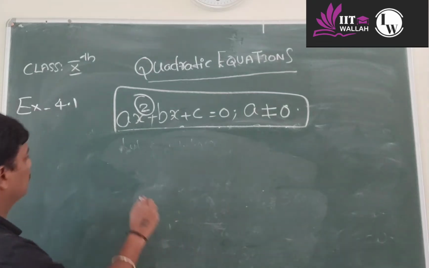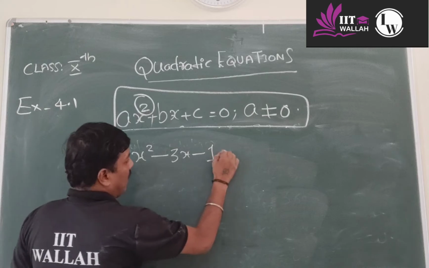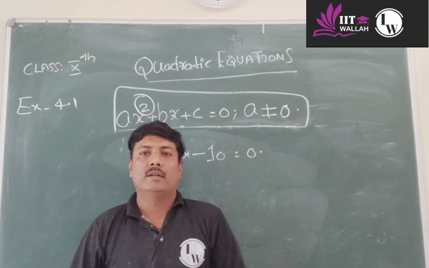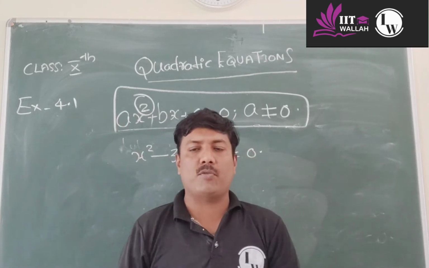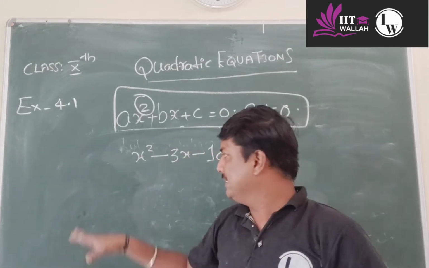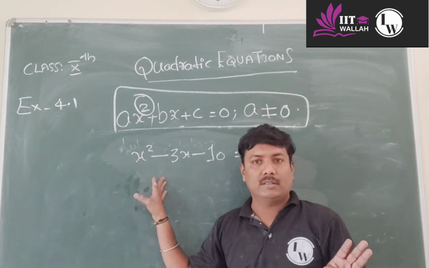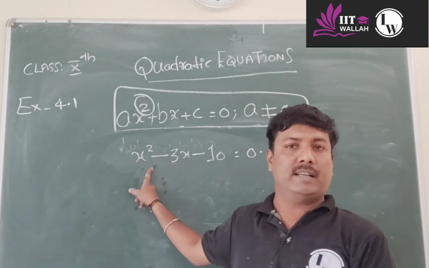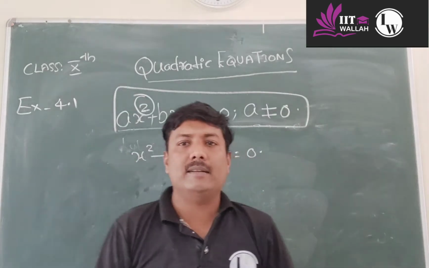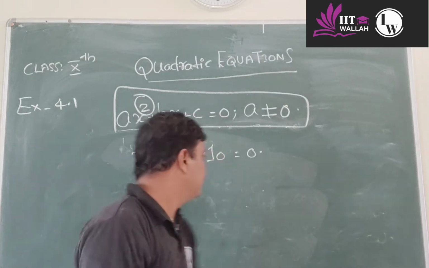x square minus 3x minus 10 is equal to 0. So until now we discussed forming the equation. Now we are going to discuss how we can solve it. Solve means how we can find the solution of this, that means how we can find the value of x here, in any quadratic equation. So the first method is the method of factorization.